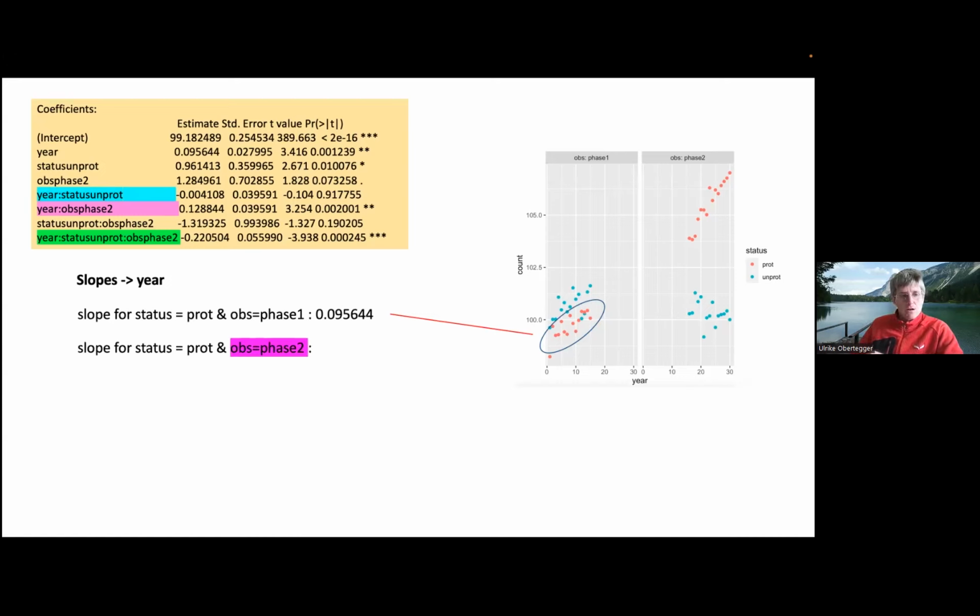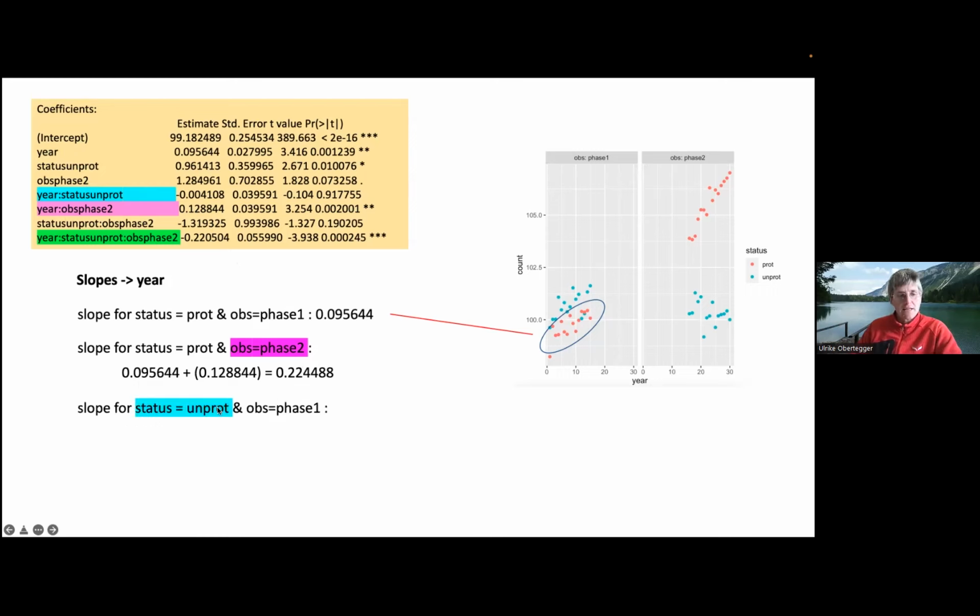Okay, slope for status protected and observation phase 2. Also, remember, for the baseline the year component has the same protection, but we need to change with respect to the phase. So this is the value, this is the difference in slope. So we have to calculate 0.09 plus 0.12, and then we get the slope value.